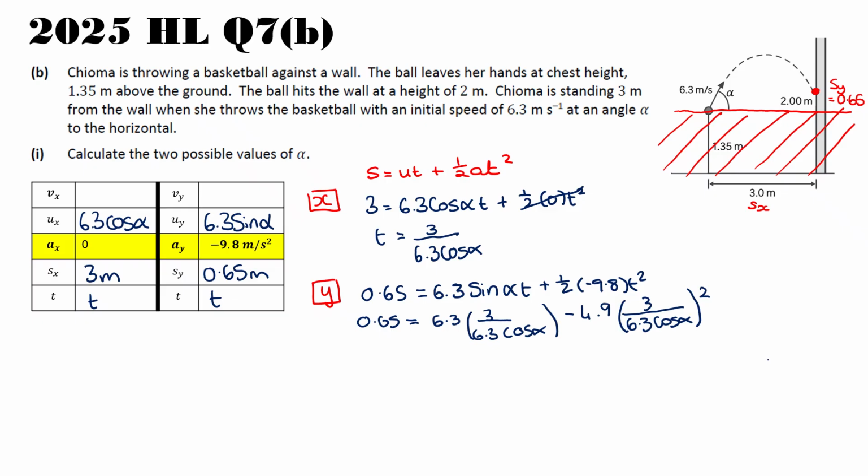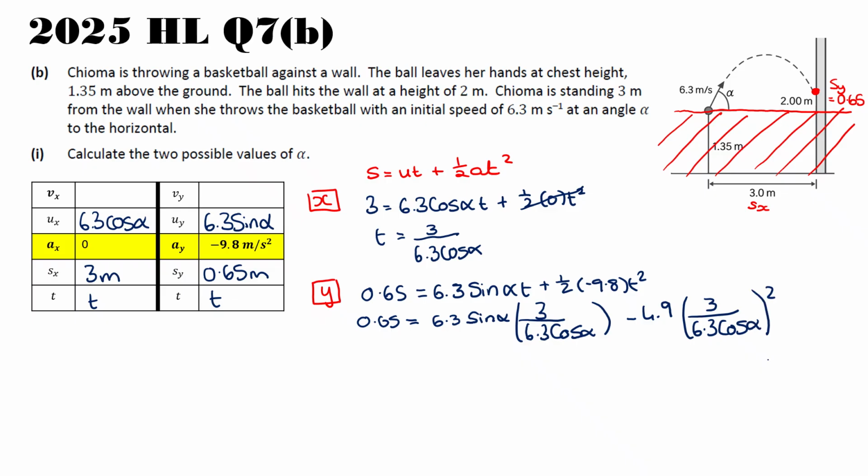I've actually lost, what have I lost there? Let me go again. I've lost my sign. So let's try again. So 0.65 equals 6.3 sine alpha times 3 over 6.3 cos alpha, minus 4.9 times 3 over 6.3 cos alpha, all squared. This will make it a little bit easier to work with. You can see there's a 6.3 above and below the line there. They're going to divide into each other.